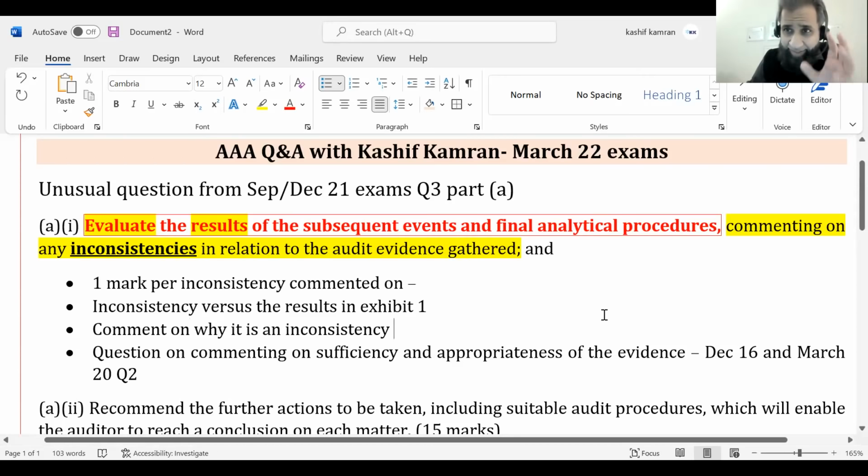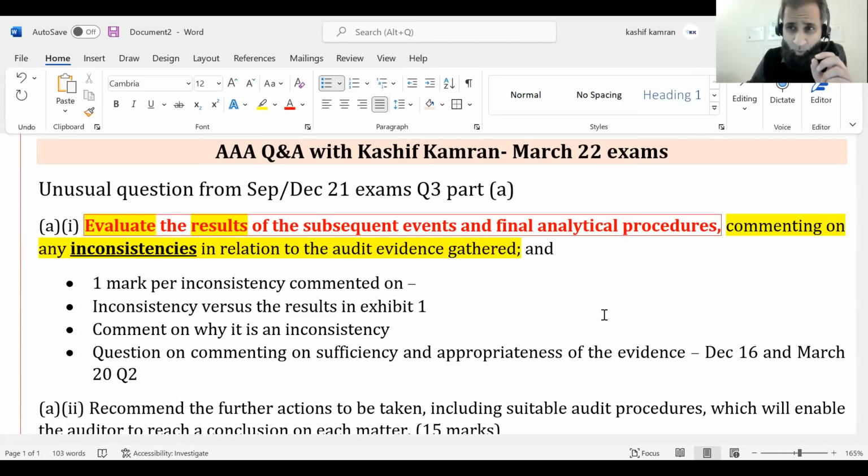So I think the second part of the question is in line with the December 16 and March 20. The only unusual thing in this question was the way the question started. Evaluate the results. But that was just an intro line. That was just an intro line. And the good thing was the results were given in the exam paper.